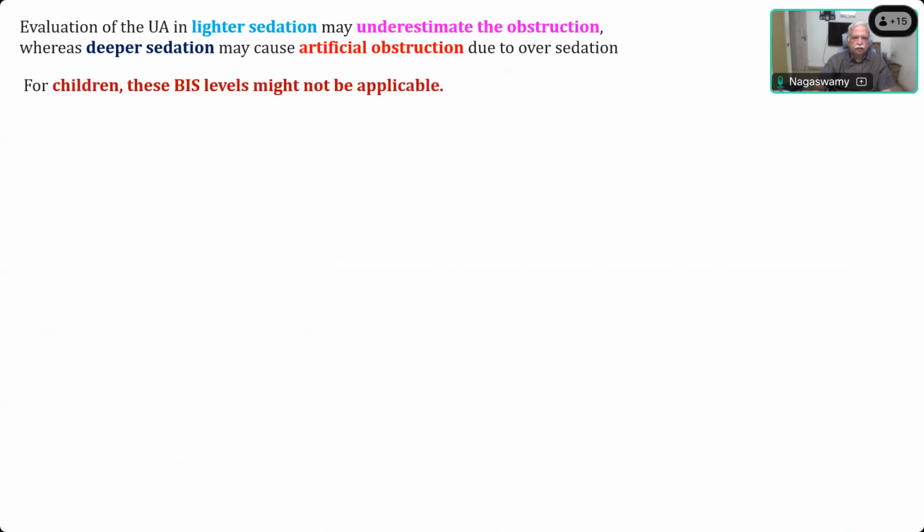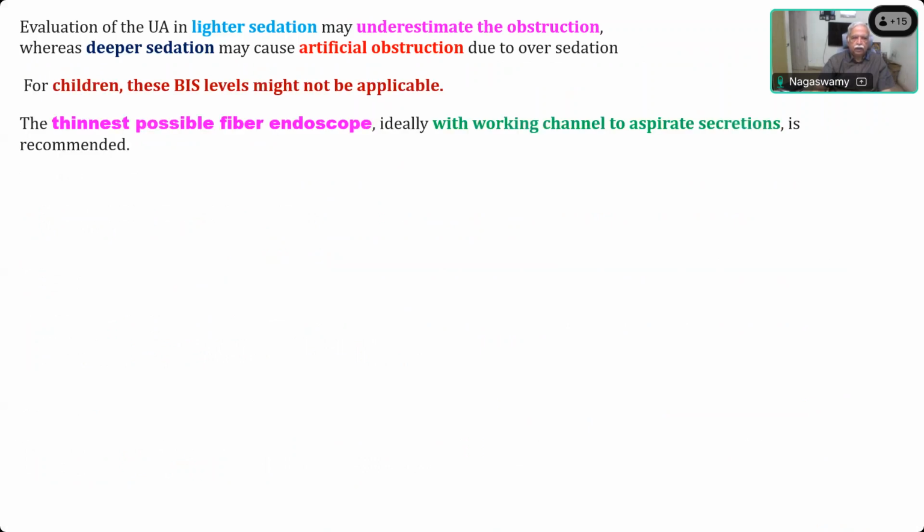In children, these values may not be applicable because they don't respond correctly to that. And we must use the thinnest possible fiber endoscope. Usually for an adult, we use the 4.2 pediatric scope for this. And with the working channel, it should be able to aspirate the saliva or secretions.